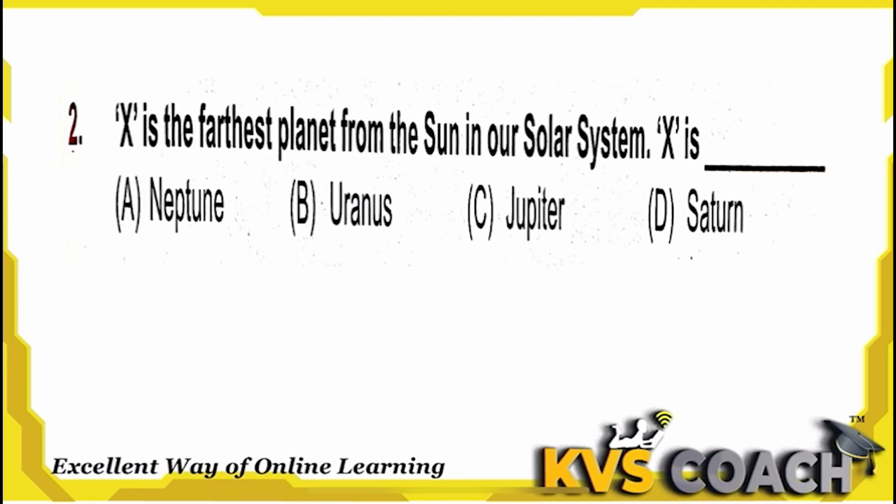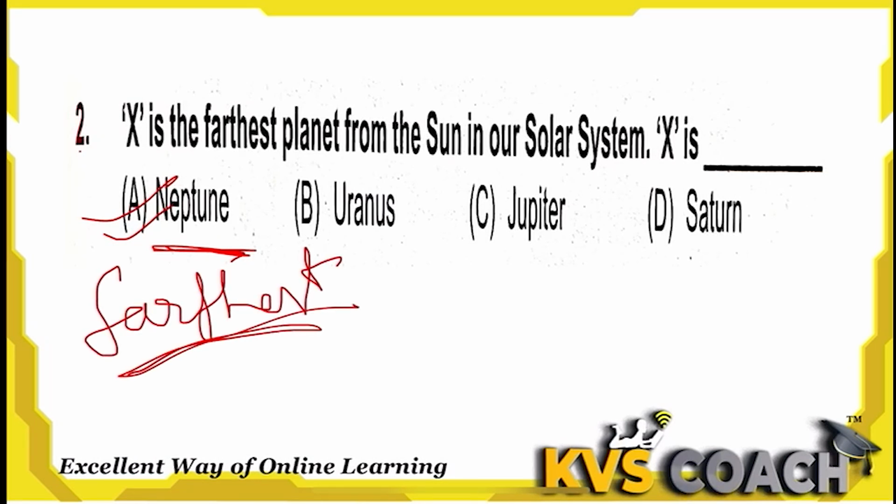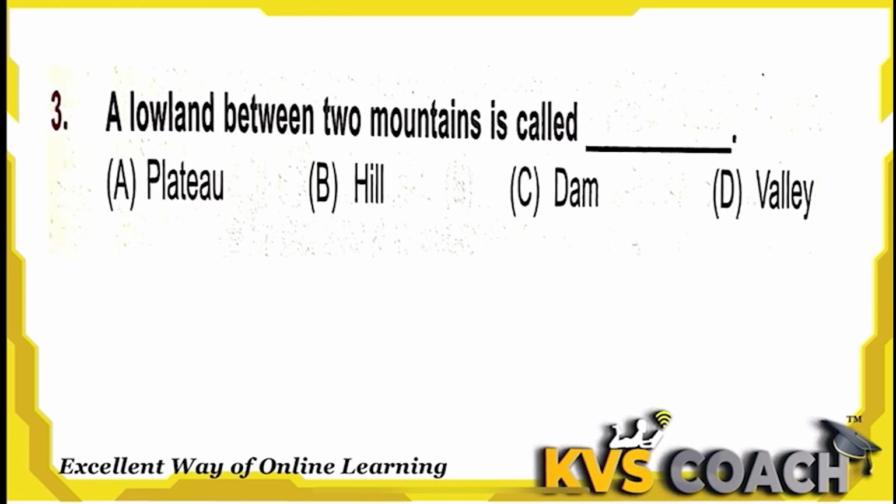Number 2, X is the farthest planet from the sun in our solar system. What is X? X is Neptune. Neptune is the farthest planet, meaning the one that is farthest from the sun. That is Neptune. Option A is the right answer.